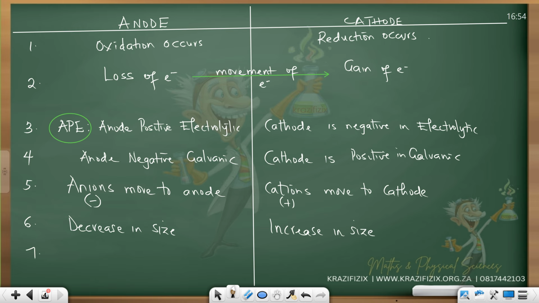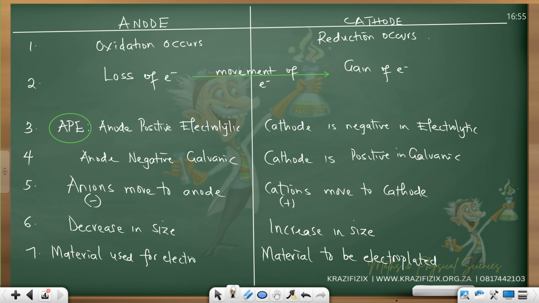Number 7, material to be electroplated. Material to be electroplated. And what do we have here? Material we are electroplating with. Material used for electroplating. Give me more. If this table is the core, you miss this one, you miss net reaction, you miss cell salt, you miss everything. Come, I need more. There's more.